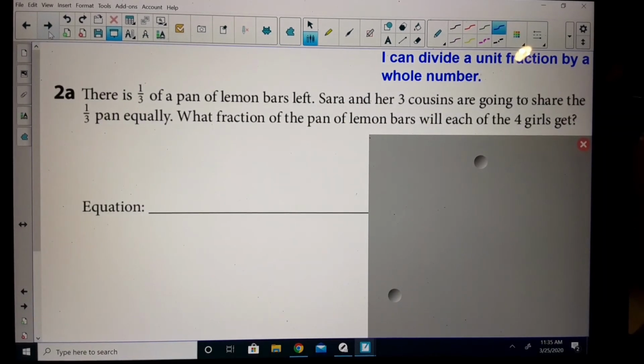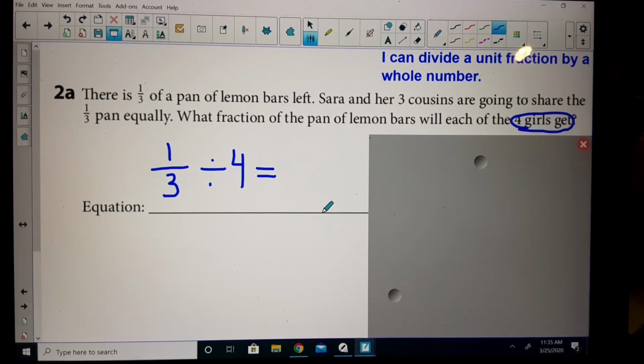Try another one. Imagine a third of a pan of lemon bars. So we're going to be dividing up a third of a pan of lemon bars. Sarah and her 3 cousins. So that's 4 girls, not 3 girls. So we're dividing them up among 4 girls. They're going to split this pan equally. What fraction of the pan of lemon bars will they each get?